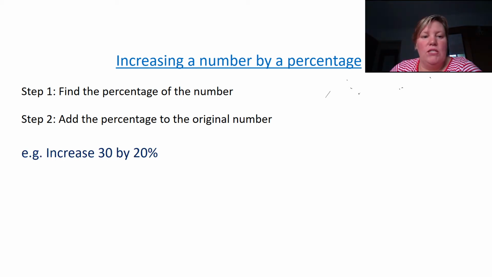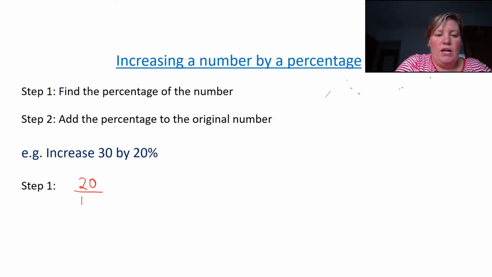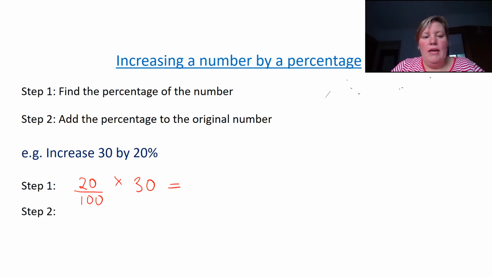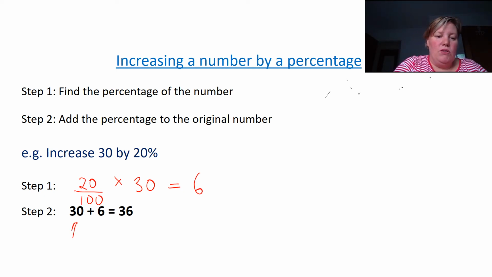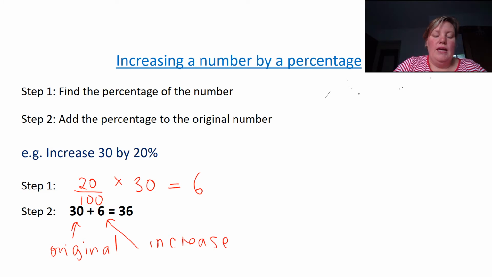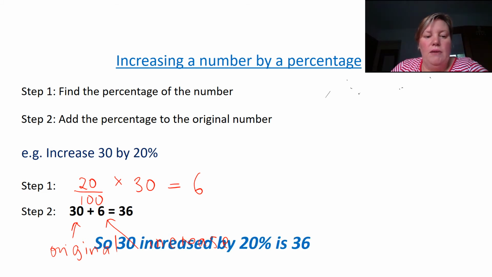So let's have a look. Increase 30 by 20%. The first thing I'm going to do is find 20% of 30. So we know how to do this. So that is 20, there's my percentage over 100 of the original 30. And step 2 is going to be to simply add the original. So this is the original, and here is the increase. Add them together and you get 36 in total. Happy with that? Good.